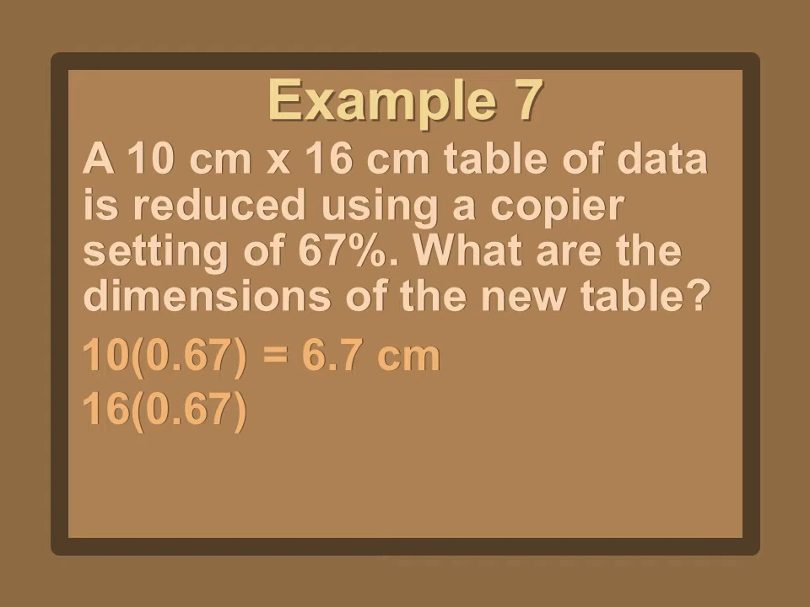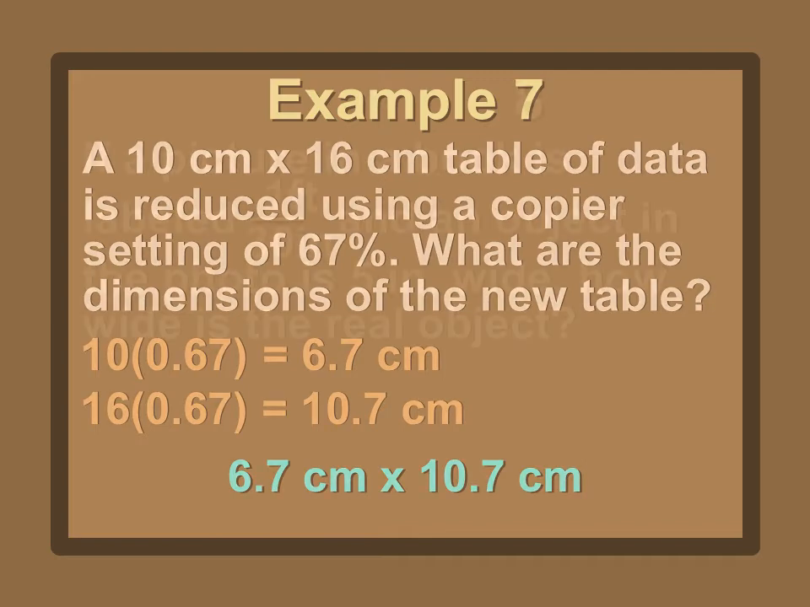Now the 16 centimeters part of the table, when we multiply that by 0.67, we get 10.7 centimeters. So it reduced from 16 to 10.7. So the new dimensions are 6.7 centimeters by 10.7 centimeters.